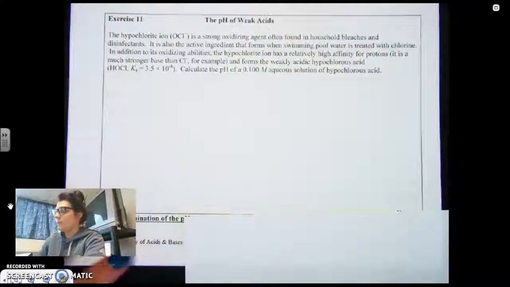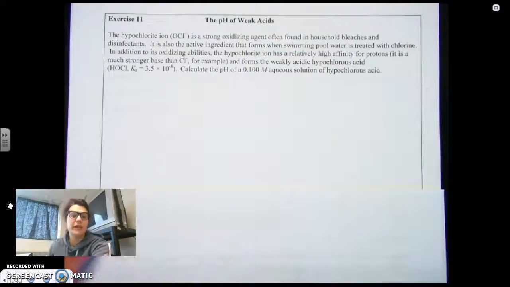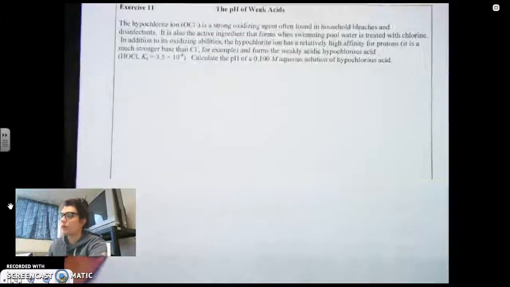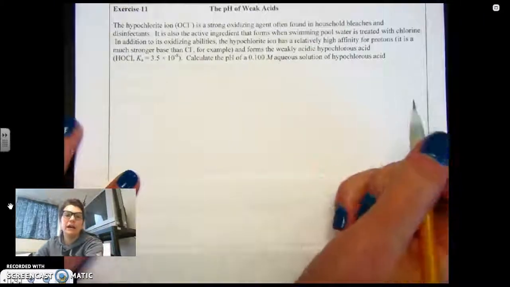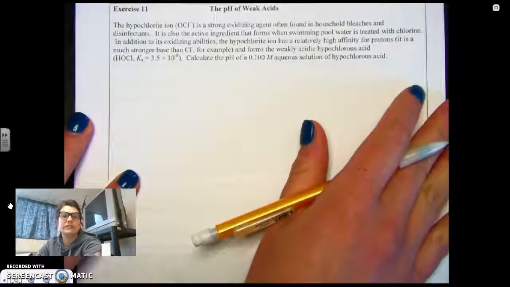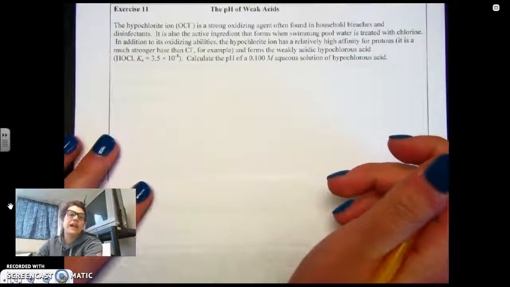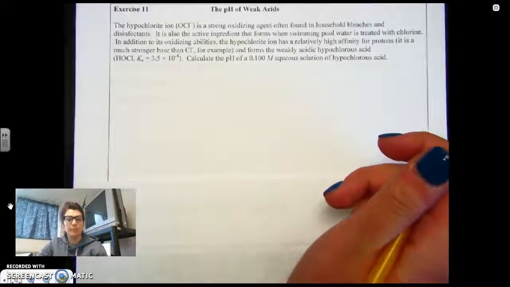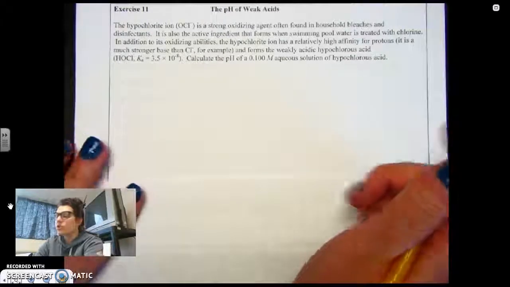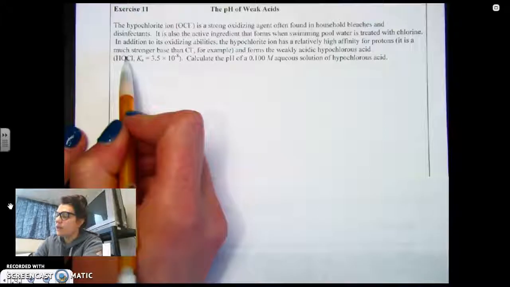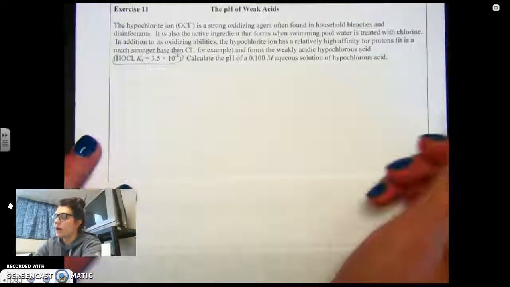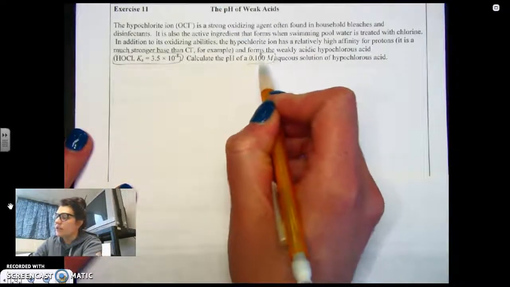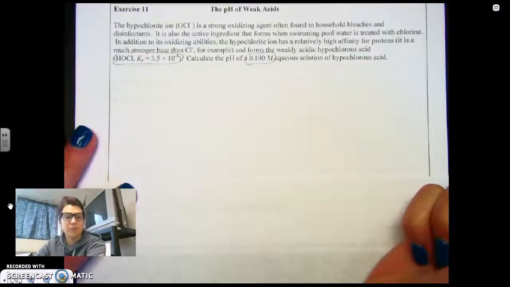Okay, so let's look at an example where we're going to solve the pH of a weak acid, sort of how it is within our notes. So you can read this. It talks about the hypochlorite ion, which is found in household bleaches and disinfectants. It also has an active ingredient that forms when a swimming pool is treated with chlorine. So we're actually looking at the equilibrium of hypochlorous acid, and it wants us to calculate the pH if the starting concentration that I have is 0.1 molar.